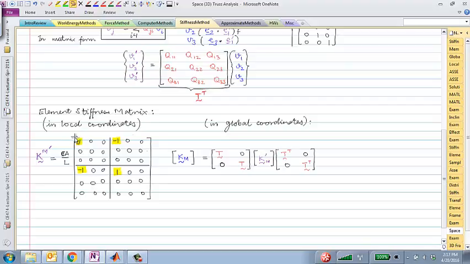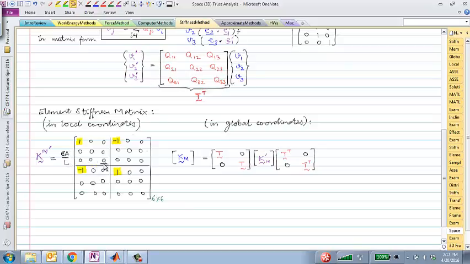One additional change is that the local element stiffness matrix for three-dimensional truss elements is now 6 cross 6. It's 6 cross 6 because there are 3 degrees of freedom per node. And the structure remains exactly the same. We have 1, -1, -1, 1. Everything else is 0. The coefficient out there is still AE over L.